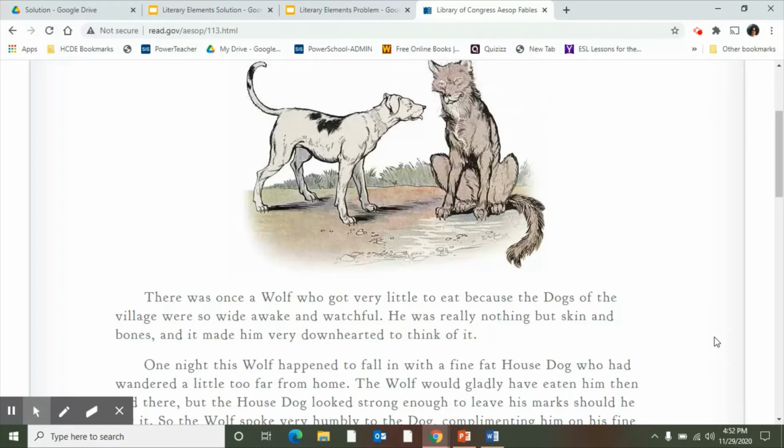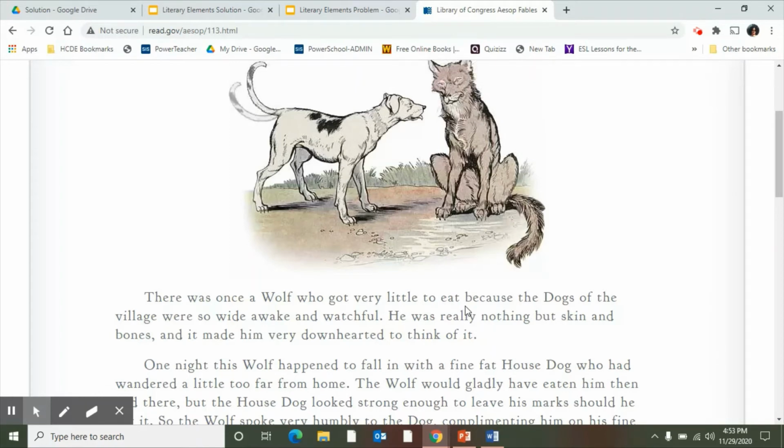Okay, a little bit difficult, right? But let's go ahead and read this line over here again. It says, "He was really nothing but skin and bones, and it made him very downhearted to think of it." And it says that he had got very little to eat, right? So the problem, some of you probably already got into it. But since we're doing this one together, I'm going to let you know that the problem is that the wolf is very hungry and it is also very skinny and has nothing to eat, right?